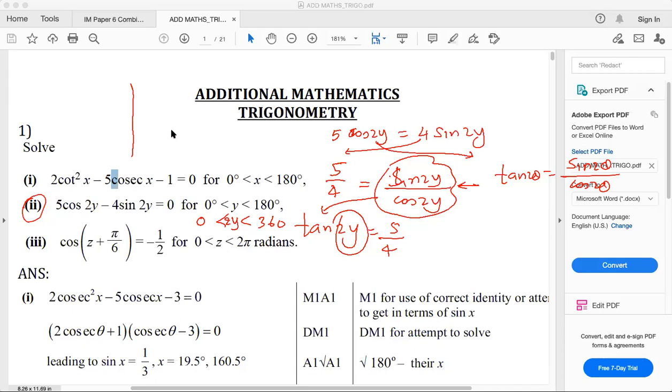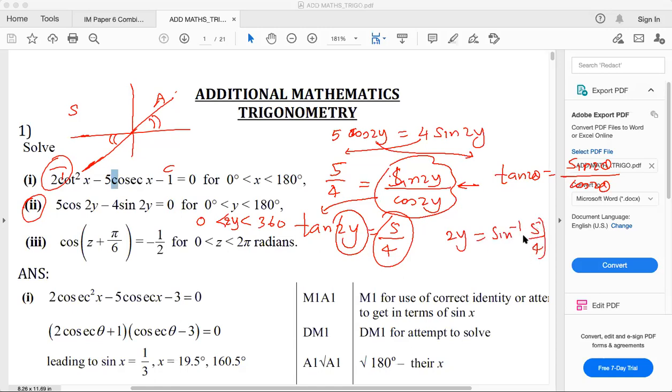Now if you see here, ASTC: since my ratio is positive, like 5 over 4, the possible positions are the first quadrant or the third quadrant, because these are the positions where the ratio is positive. The next step is to find the base angle, for these two angles. Once you get that, you do this step: 2y is the inverse of 5 over 4.